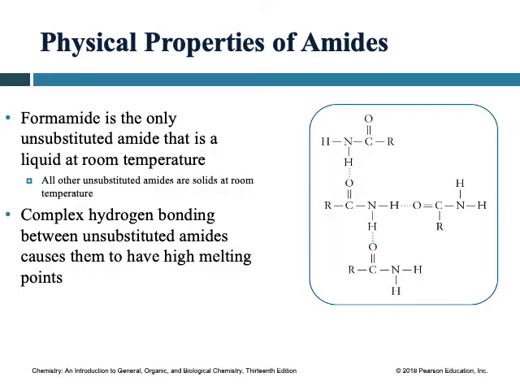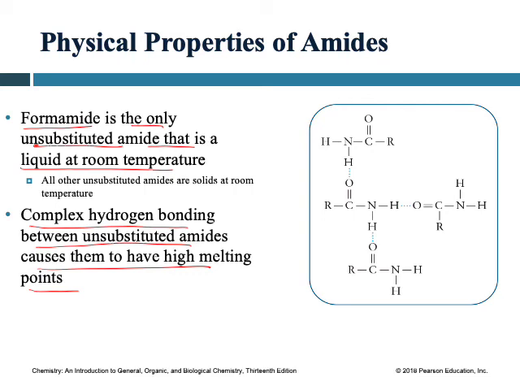So now let's talk about the physical properties of the amide again, whether the amide can form a hydrogen bond with themselves or not, or whether amide can be soluble in water. So let's talk first about whether they can make a hydrogen bond with themselves. One amide molecule can form a hydrogen bond with another amide molecule. Formamide is the only unsubstituted amide that is liquid at room temperature. Complex hydrogen bonding between unsubstituted amides causes them to have a high boiling point. Why do they have a high boiling point? Because they can make more hydrogen bonds, stronger hydrogen bonds.